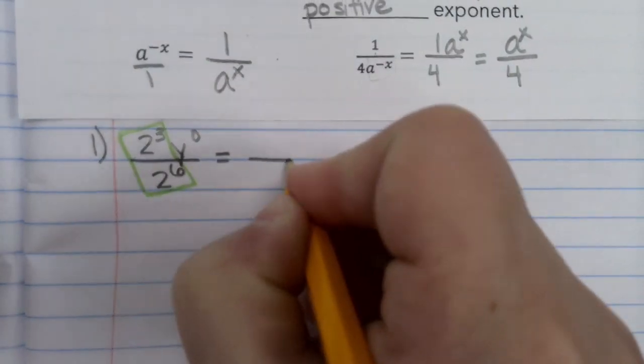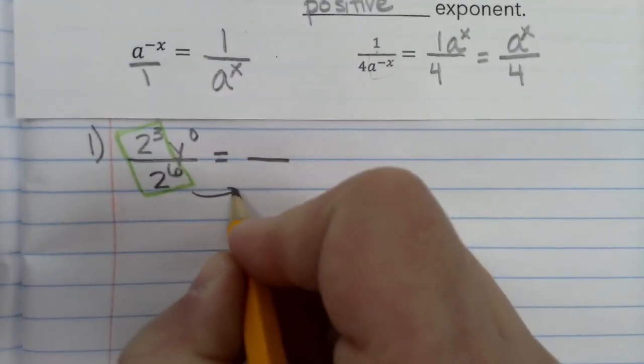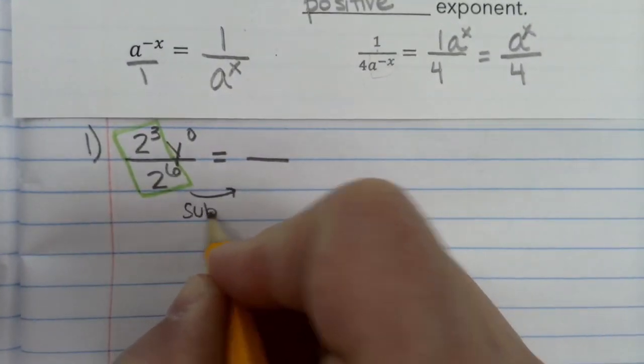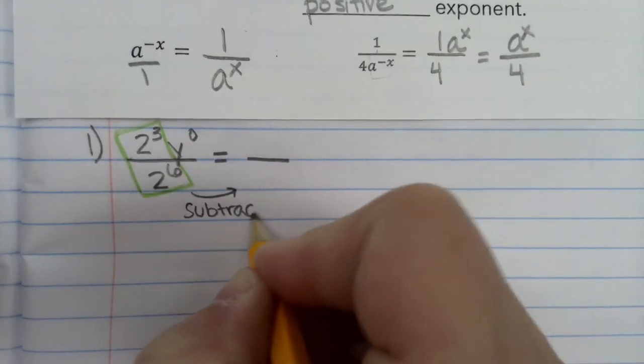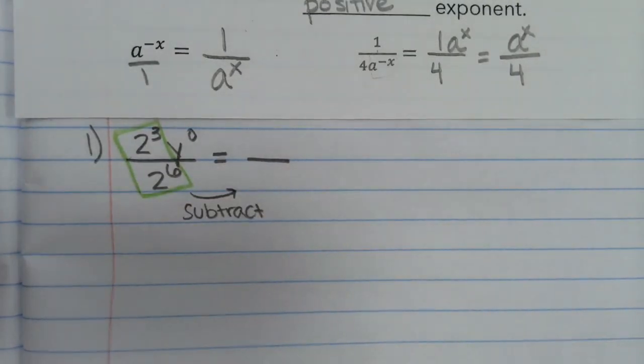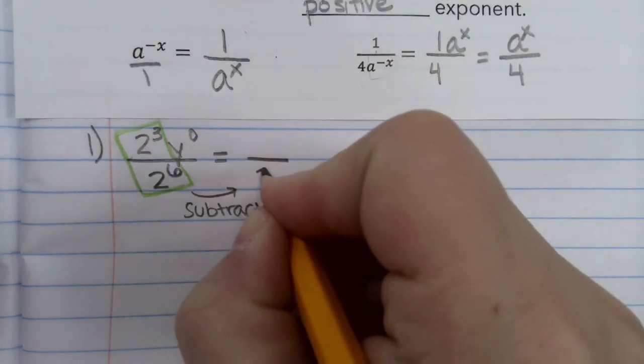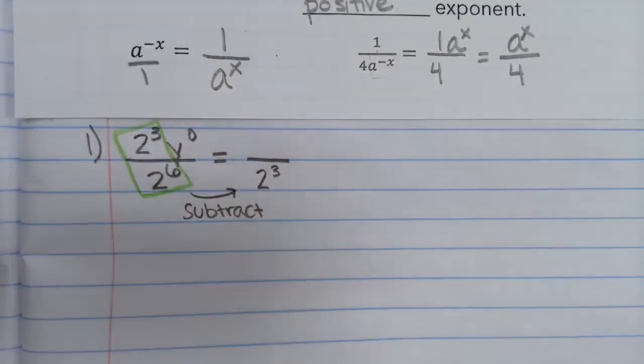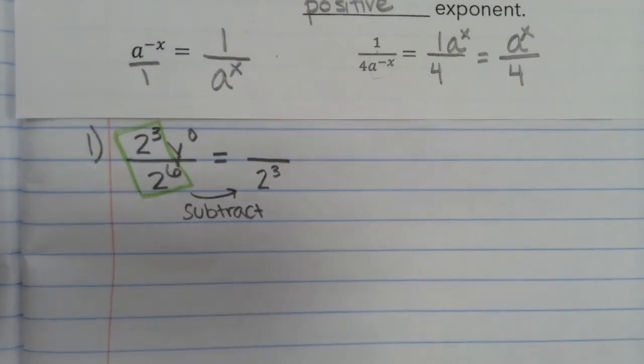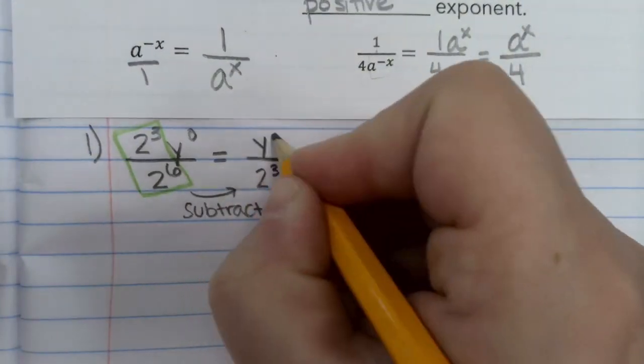We're going to subtract. So what is 6 minus 3? 3. And are they left over on the top or on the bottom? Where did I have more to start with? The bottom. So we're going to do 2 to the 3rd power on the bottom. And on the top, I have that y to the 0 power.